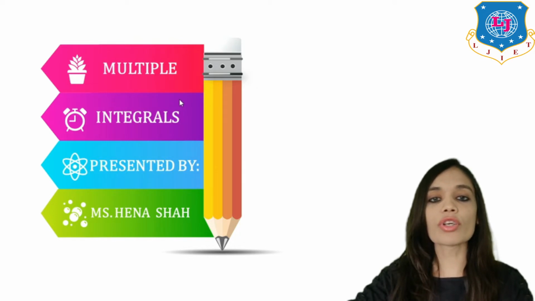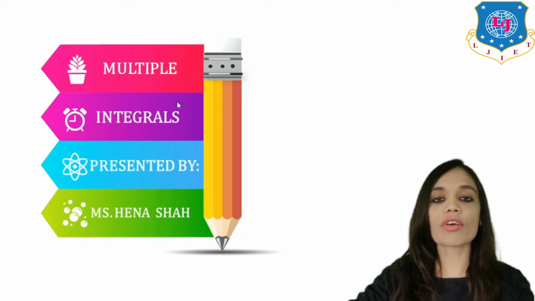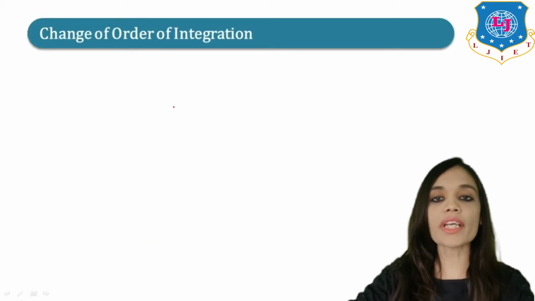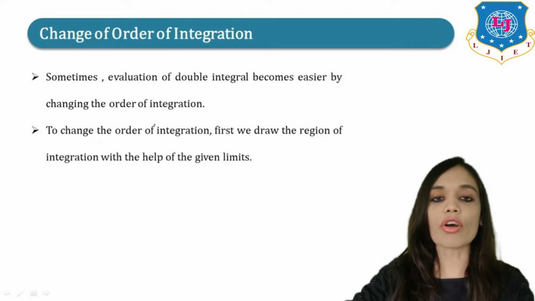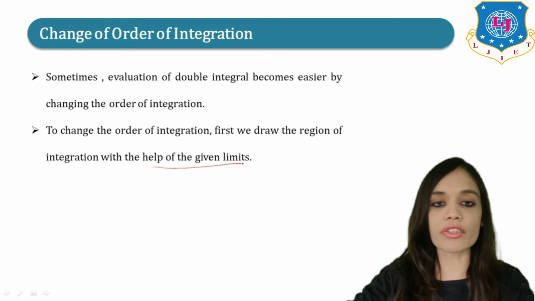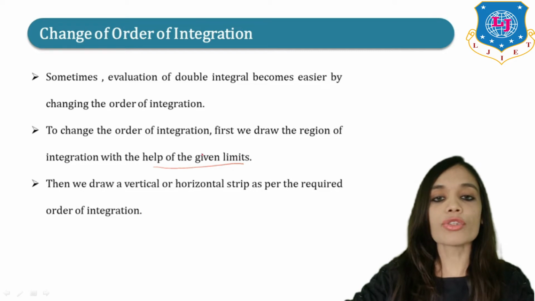So today we are going to discuss a few more topics of multiple integrals, right? Let us begin with the topic named change of order of integration. Sometimes evaluation of double integrals becomes easier by changing the order of integration. To change the order of integration, first we have to draw the region of integration with the help of the given limits. So whatever the limits are, using them we will draw our region R.